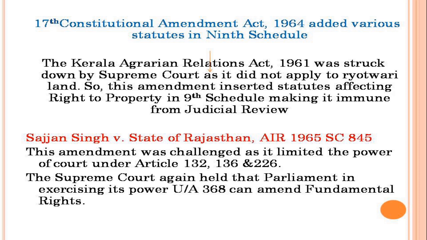ये स्टेट नहीं है. इस पर्टिकुलर वर्डिक्ट के बाद 17 अमेंडमेंट एक्ट पास हुआ जिसमें केरला एग्रेरियन रिलेशंस एक्ट 1961 के साथ और बहुत सारे ऐसे स्टैट्यूट्स जो कि राइट टू प्रॉपर्टी को कर्टेल कर रहा था, इन सारे स्टैट्यूट्स को 9th शेड्यूल में डाल दिया सो दैट कोर्ट कैन नॉट इंटरफेयर बाय जुडिशियल रिव्यू और कोर्ट इन सब एक्ट को स्ट्रक डाउन नहीं कर पाए. सो इसके बाद सज्जन सिंह वर्सेस स्टेट ऑफ राजस्थान में 17 कॉन्स्टिट्यूशनल अमेंडमेंट को चैलेंज किया गया.